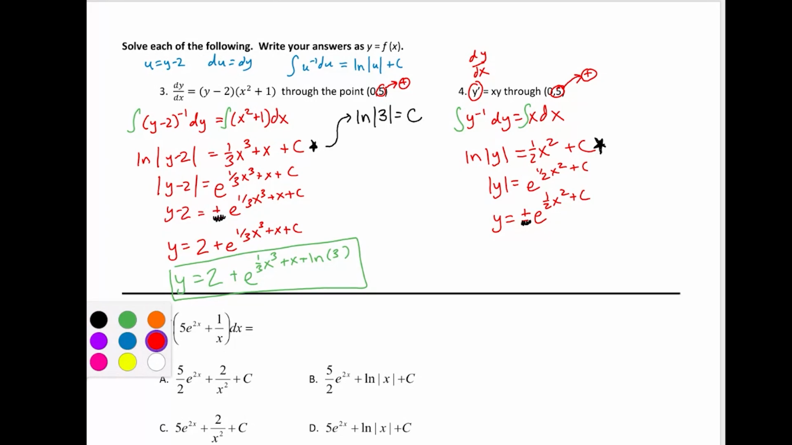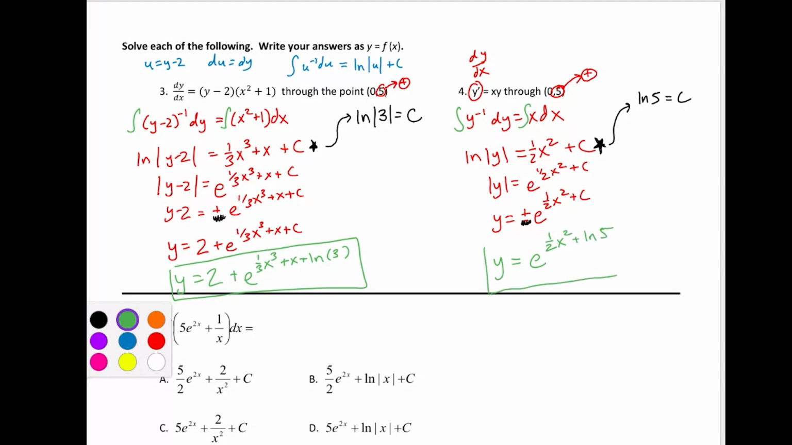And then, yes, let's go ahead and find that c. We'll do that right over here. Plugging in 5 for y is going to give me the natural log of 5, kind of like we had in the last one. And that's going to equal, if we plug in 0 for x, that's just going to be c. So my answer here will be y equals e to the 1/2 x squared plus natural log of 5.